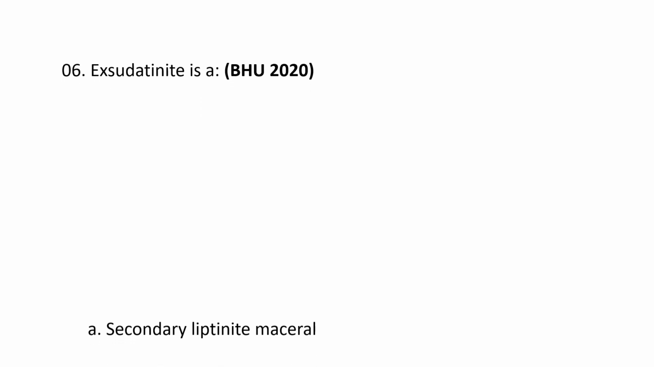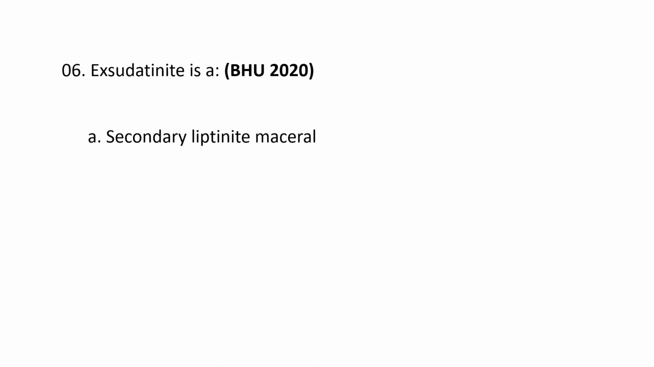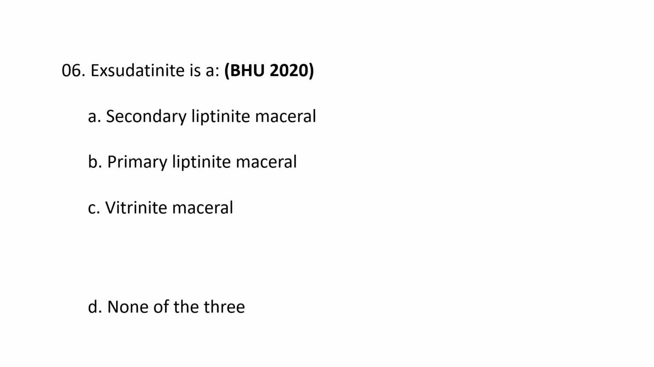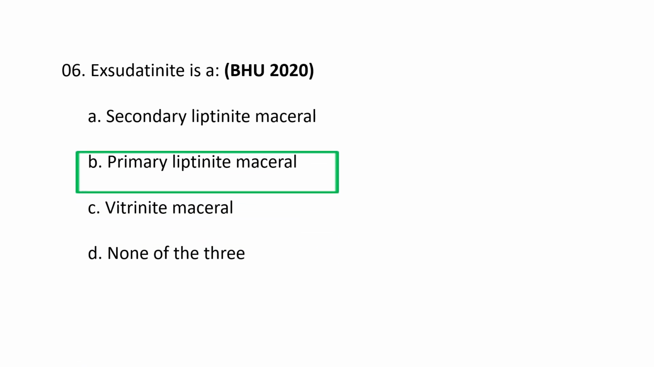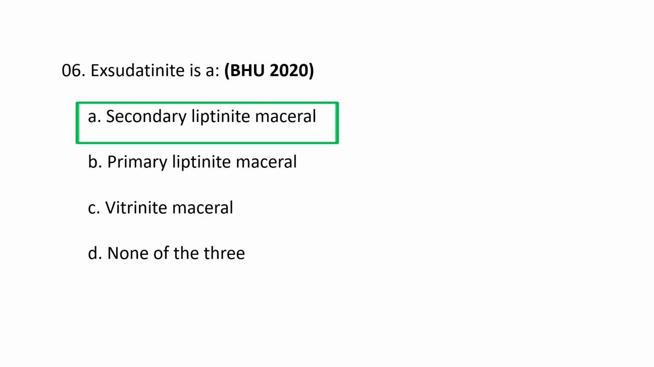Next question. Exsudatinite is A. Secondary liptinite maceral, B. Primary liptinite maceral, C. Vitrinite maceral, and D. None of these. Exsudatinite is a secondary liptinite maceral. This means that this secondary liptinite maceral has formed during the coalification process, especially from the alteration or migration of other liptinite macerals like bituminite or resinite.